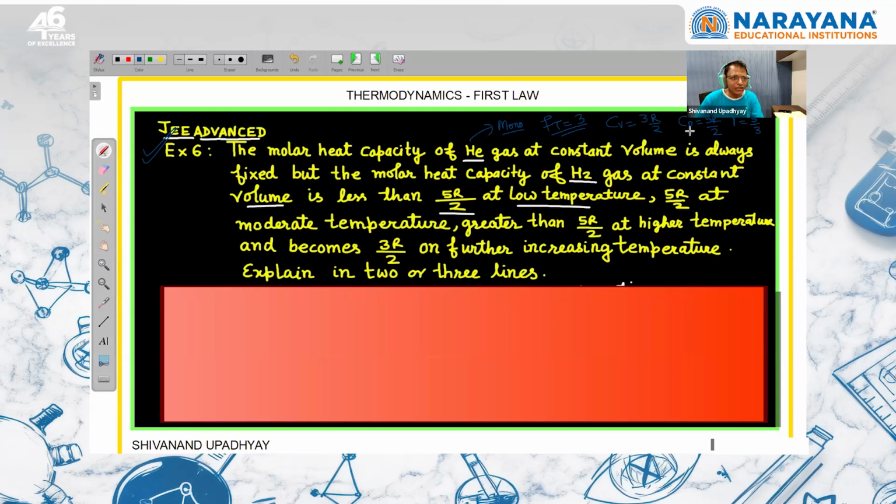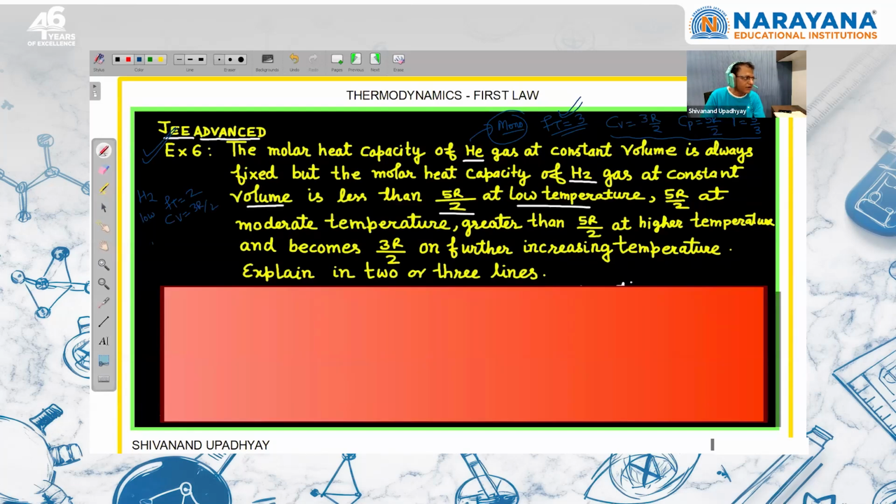So this is the value, and it is independent of temperature, because for a monoatomic gas only the translational degree of freedom is active. When we are talking about hydrogen gas at low temperature, when the temperature is very low, only the translational degree of freedom will be active, and that is 3. That's why the value of CV is equal to 3R/2.